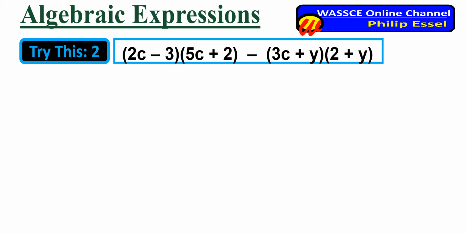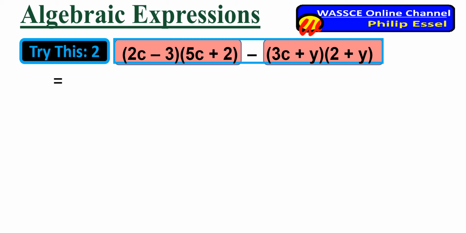Let's look at another example. In this example, we have been given the binomial expression (2c minus 3) all in brackets times (5c plus 2) all in brackets, then minus (3c plus y) all in brackets times (2 plus y) all in brackets.